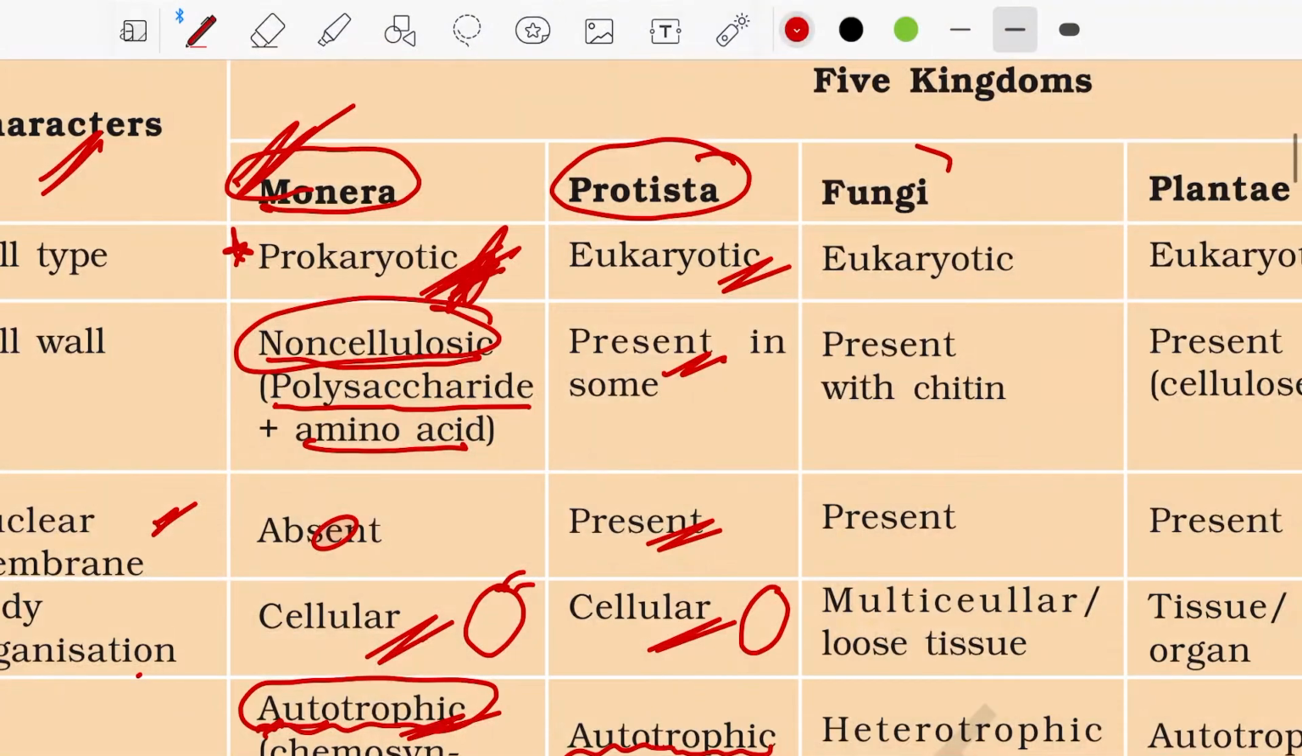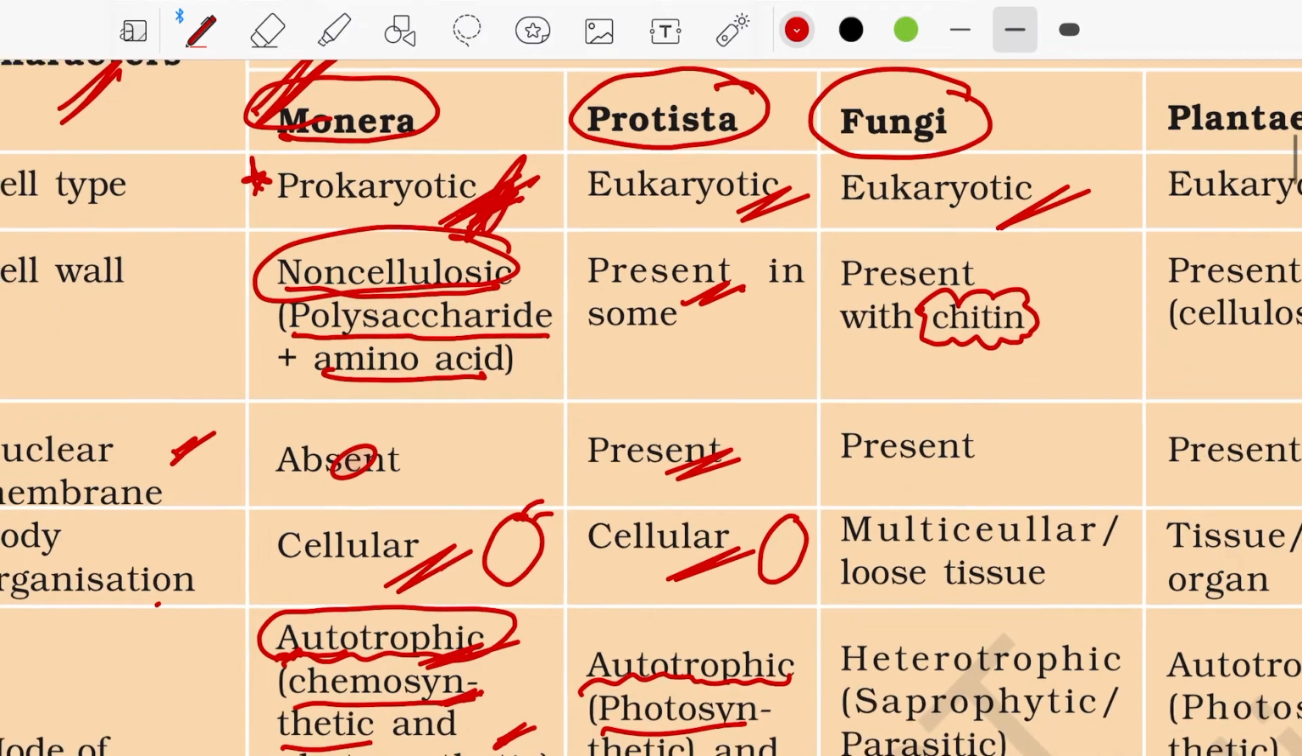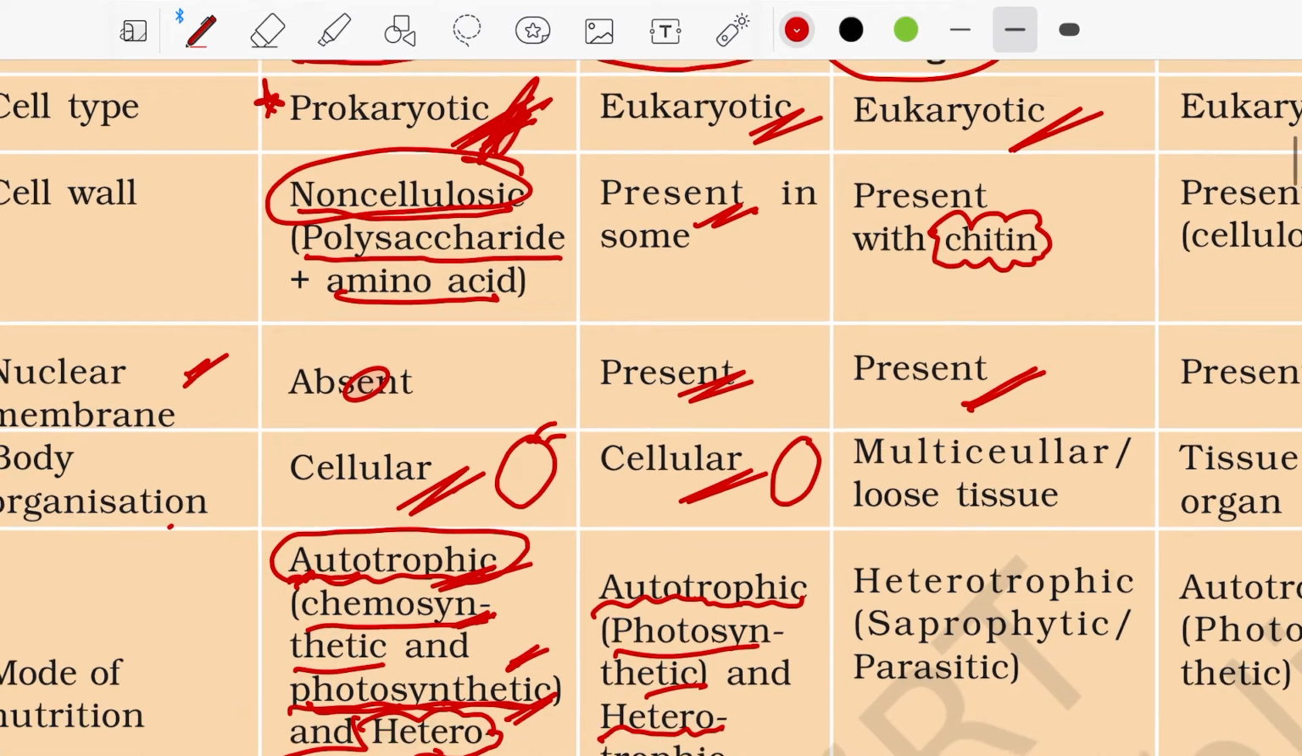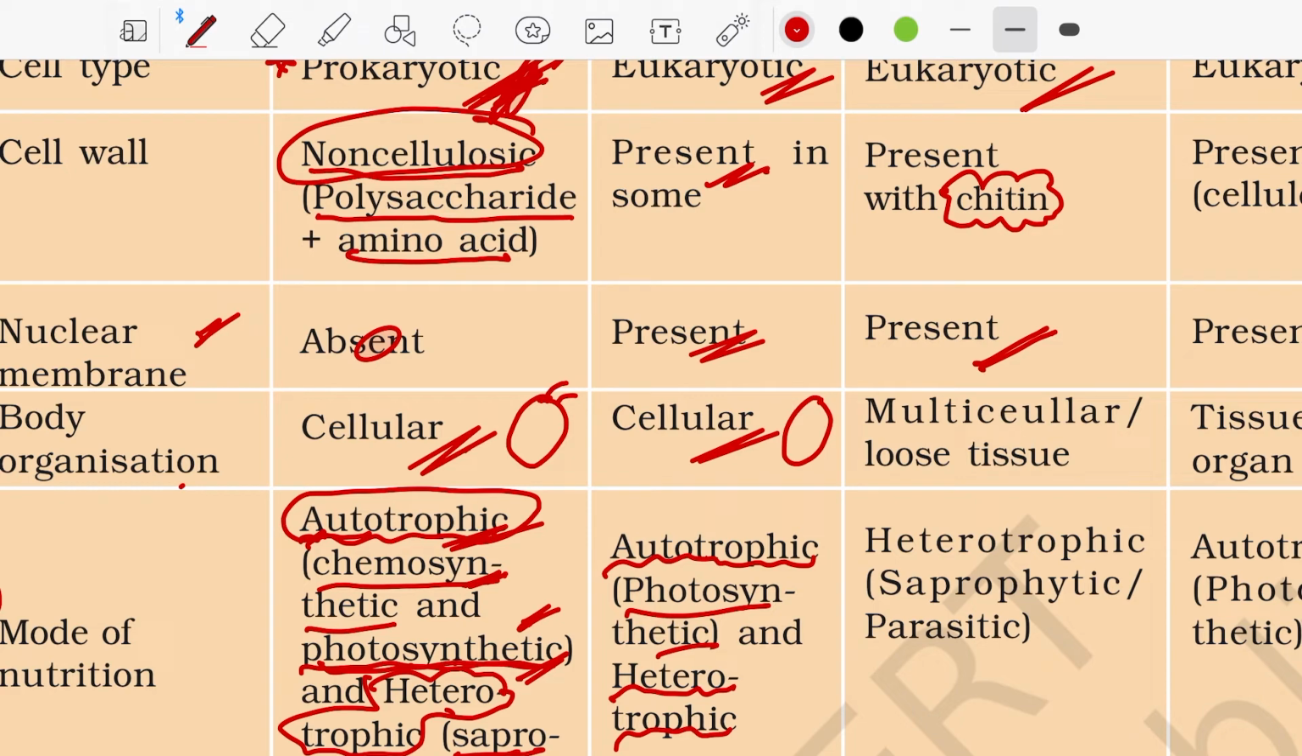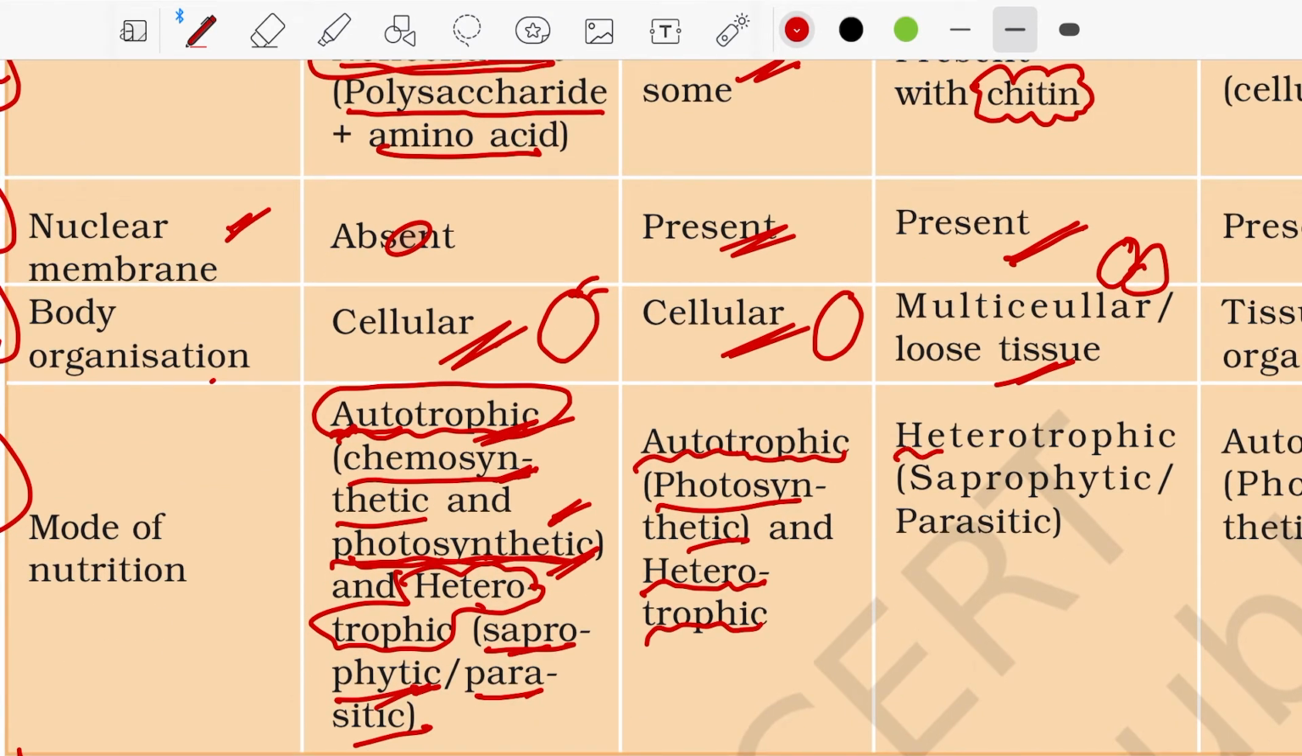Then the third set of classification is fungi. About fungi, the cell type is eukaryotic, and the cell wall is made up of chitin. Really very important: this is the organism which has chitin as its cell wall. The nuclear membrane is present. They are not at all cellular; they are multicellular, made up of more than one cell, that is multicellular or loose tissues. They are not unicellular. Their mode of nutrition is heterotrophic, that is, they depend on other organisms for nutrition. They can be saprophytic and parasitic.